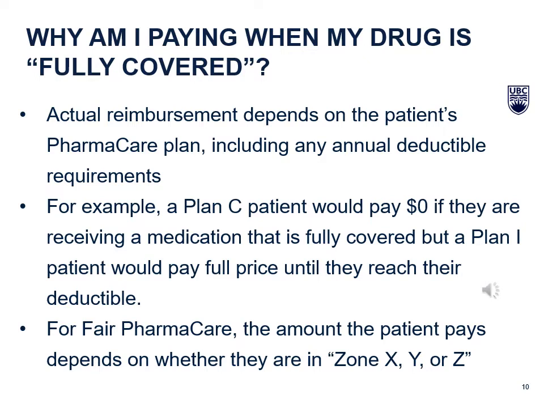So, for example, if a patient is on Plan C, which means that they are receiving social assistance, the patient will actually pay 0 if they are receiving a medication that is fully covered. However, if that patient was on Plan I, which means that they're registered with Fair PharmaCare, that patient would pay full price for that medication until they reach their PharmaCare deductible. So if a patient is registered with Fair PharmaCare, the amount that the patient pays will depend on whether they're in zone X, Y, or Z.